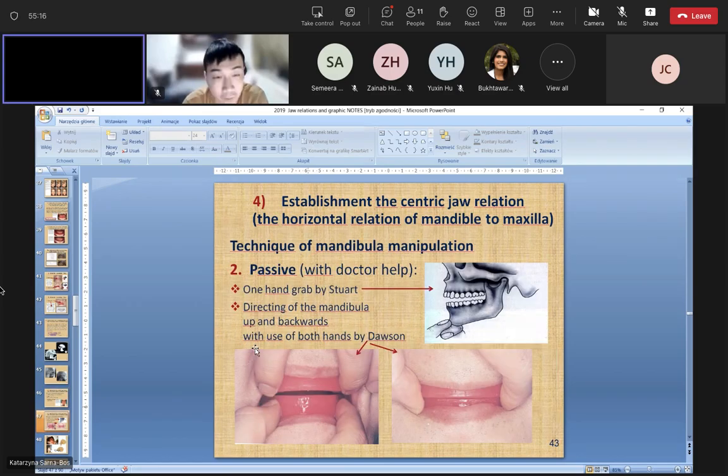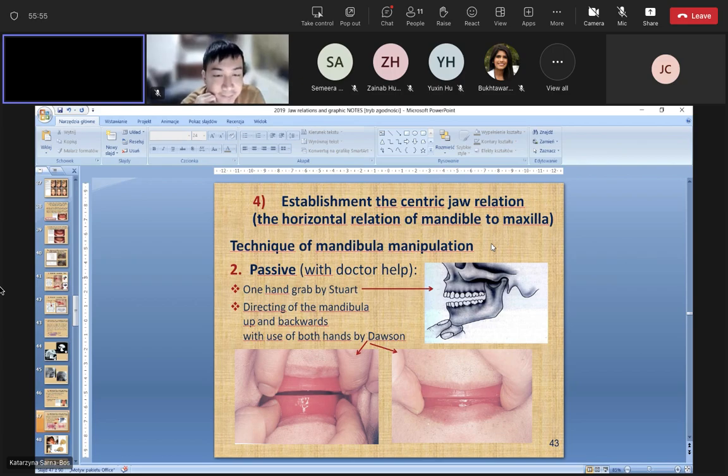And the passive method with the doctor's help, this is the one hand grab method by Stewart, as you see here, when we put our fingers onto the patient's mandible and try to push the mandible back. And the second method, directing of the mandible up and backwards with use of both hands by Dawson. So then we use both hands and try to push the mandible back.